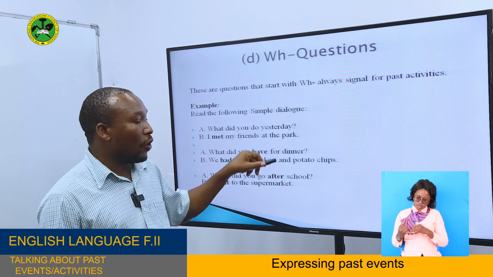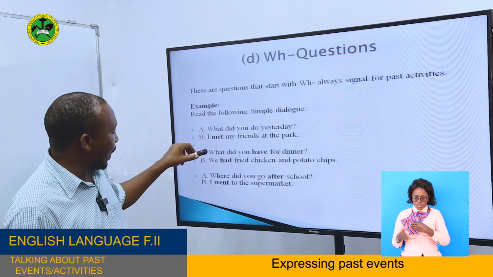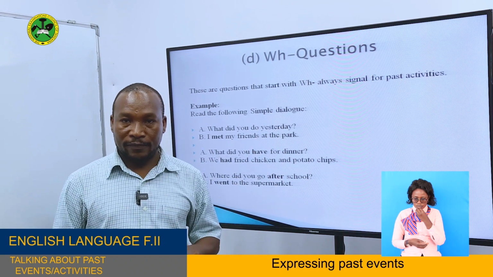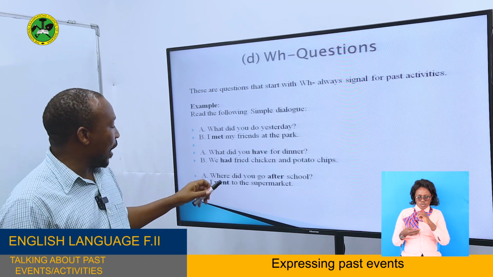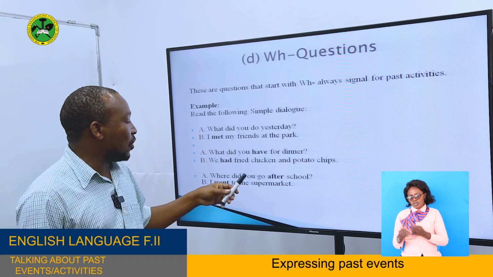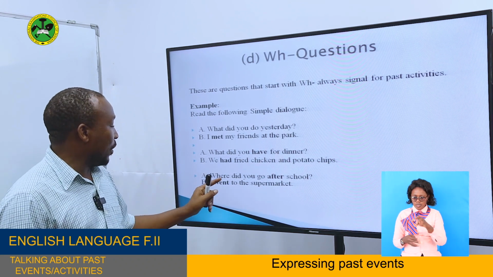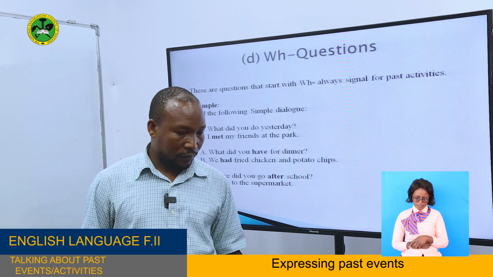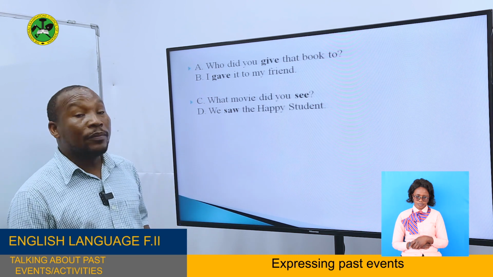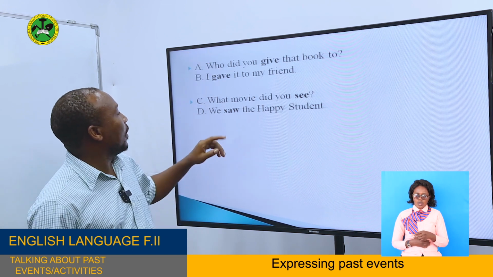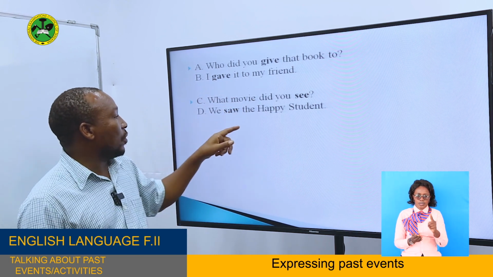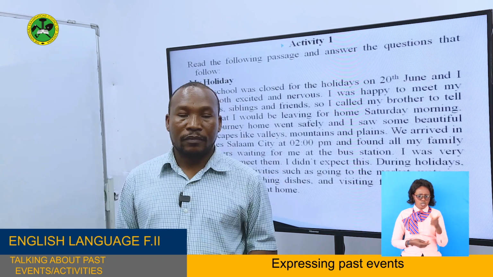What did you have for dinner? What again? WH. We had fried chicken and potato chips. Where did you go after school? I went to the supermarket. Where? WH. Who did you give that book to? Who? WH. I gave it to my friend. What movie did you see? We saw The Happy Student.